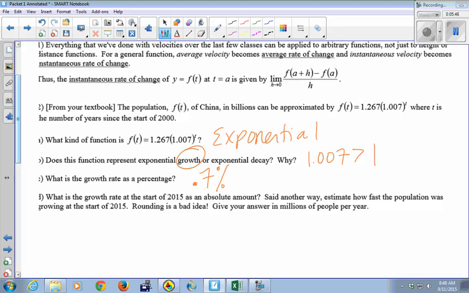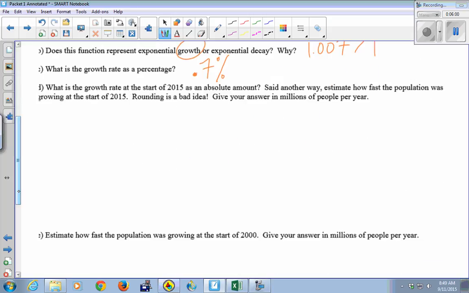So in another way, we want to estimate how fast the population was growing. Rounding is going to be a bad idea, so I'm going to show you a couple little tricks in your graphing calculator. And we're going to give our answer in millions of people per year. So they said estimate, right? So I want to estimate the instantaneous rate of change in 2015. How do you estimate instantaneous rate of change?